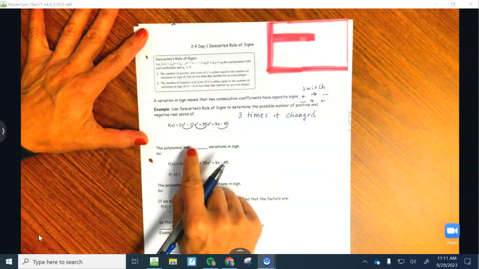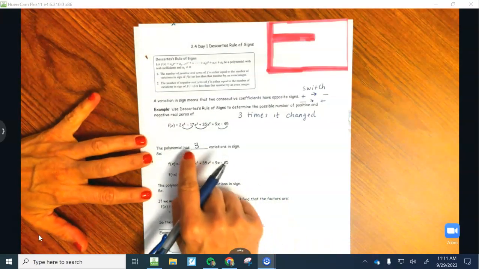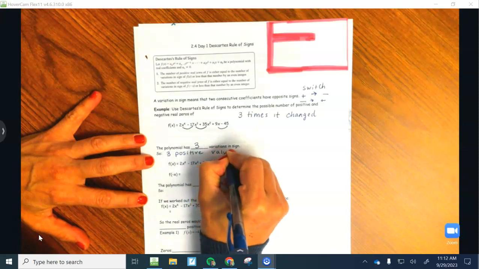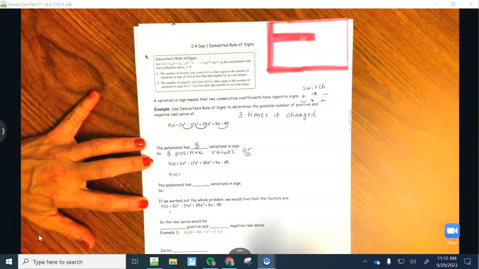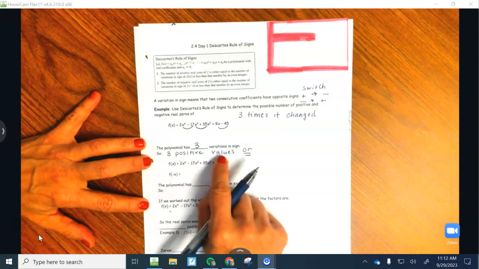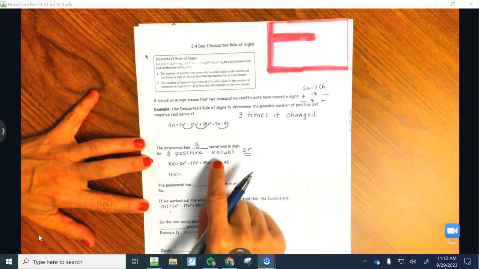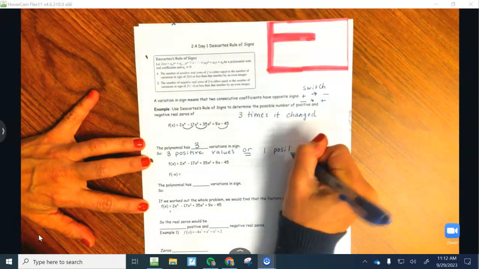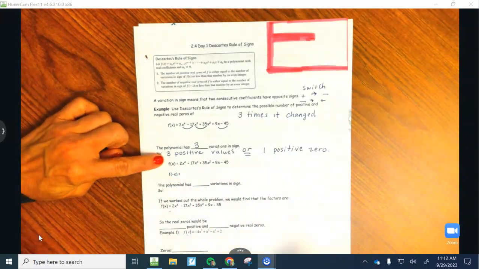Okay, so the polynomial has 3 variations in sign. So what that means is you can have up to 3 positive values, or you always decrease it by 2. I'm going to ask you that question, so make sure you understand what I mean. When you find the highest possible value of positive answers, you always decrease that by what? 2. And that's going to give you your other possibility. 3 minus 2 is 1 positive zero. I'm going to start calling this a zero. Remember that zeros are answers to an equation.